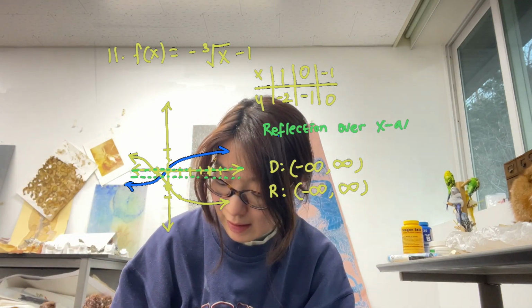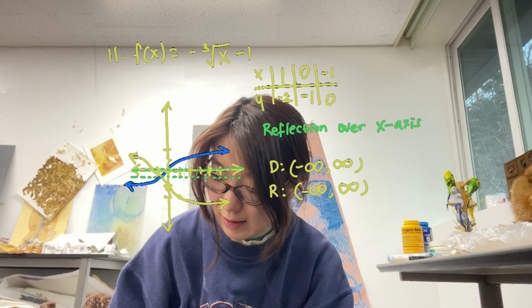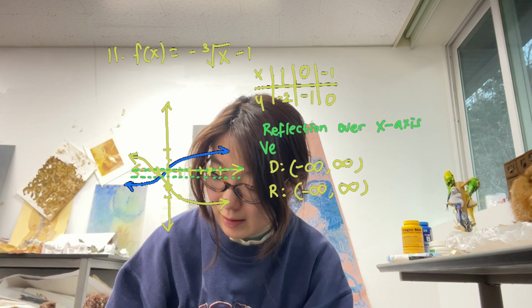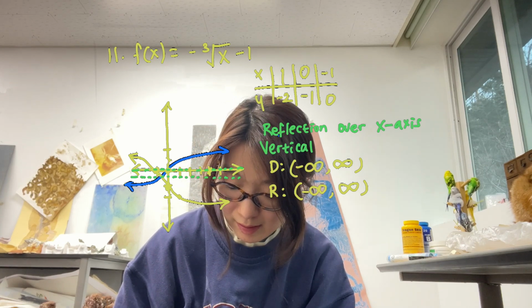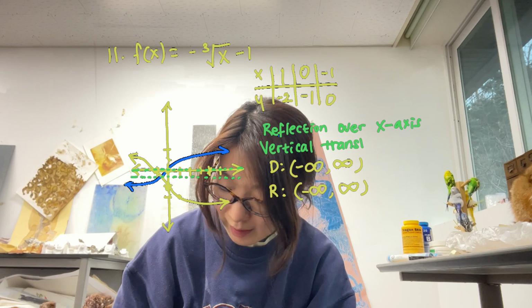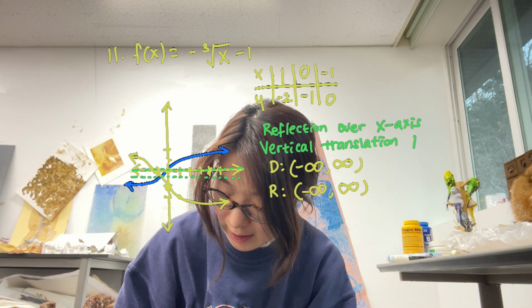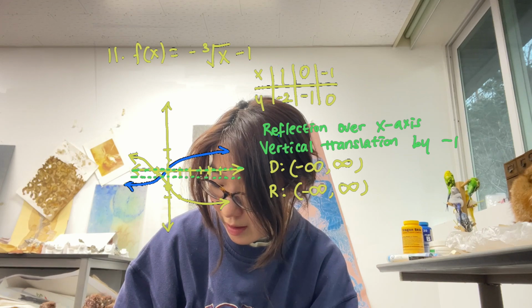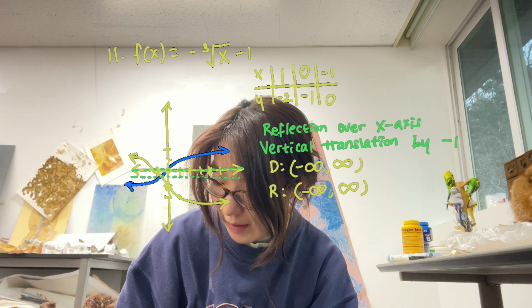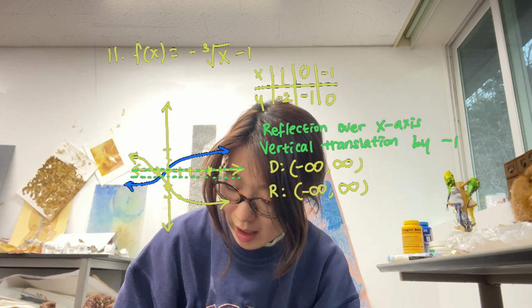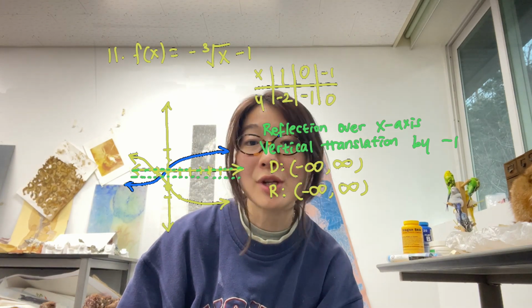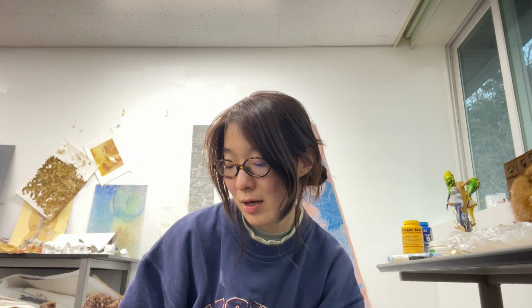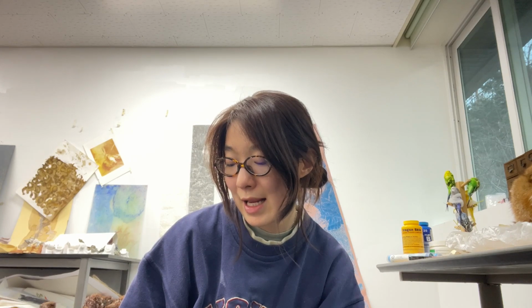So this is a reflection over the x-axis, and then a vertical translation by -1.